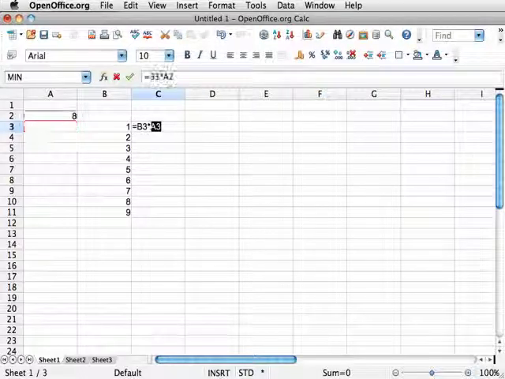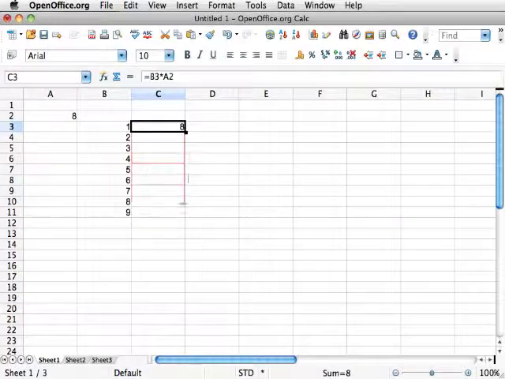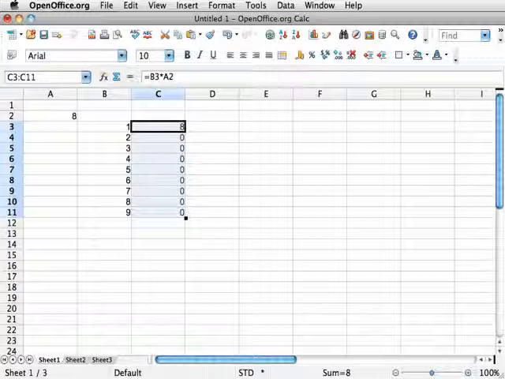In this example, we want to create the 8 times table. That is, we are going to write equals B3 times A2. A2 is storing the number 8. We're going to copy the formula down. The result is not what we planned.